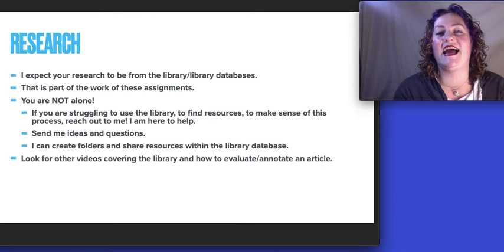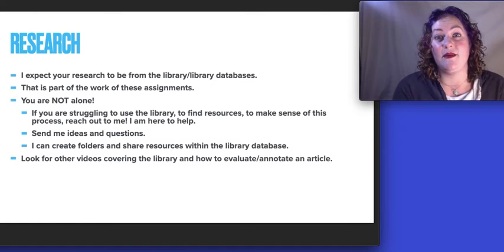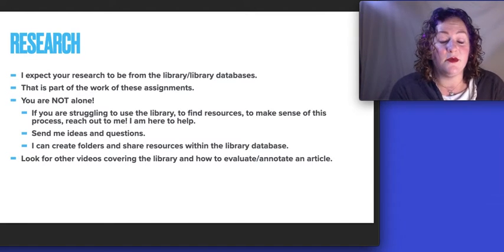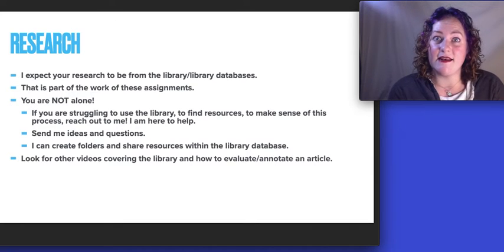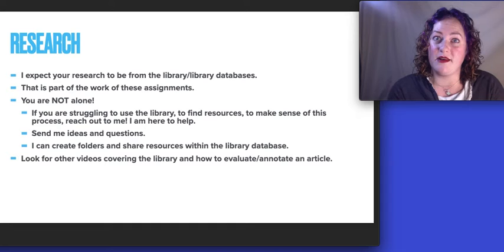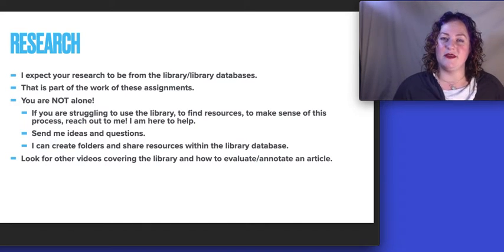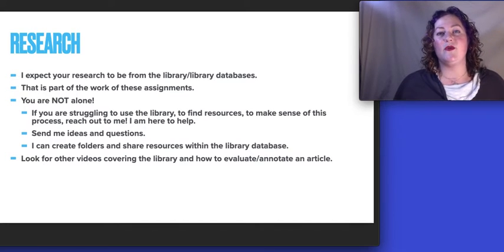So research, I expect you to use the library databases. Librarians are gatekeepers. They help us. They support us. In the past, you've probably not been using this. 9 out of 10, 10 out of 10 times, no one's using the library. That is not going to happen in this course, and I'm going to be very upset if you fight too hard with that one, because that's what we're doing. We're using the library. And you are not alone with this.